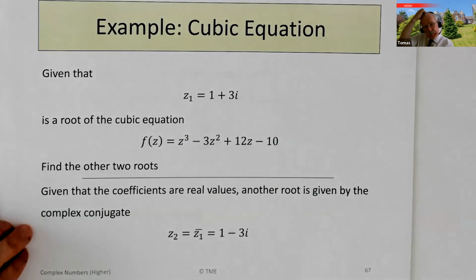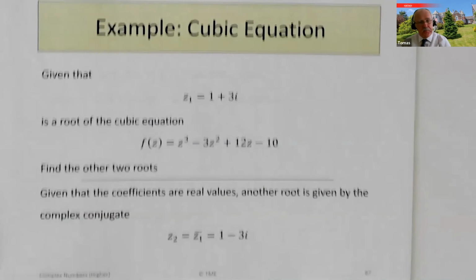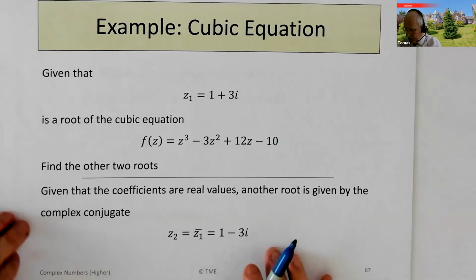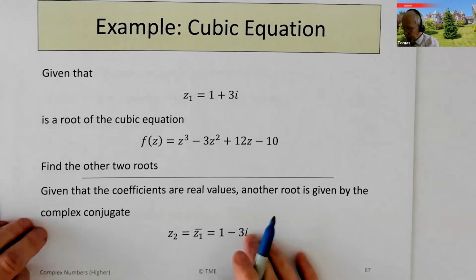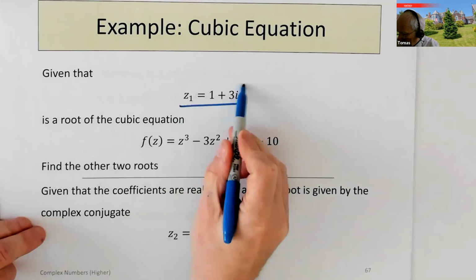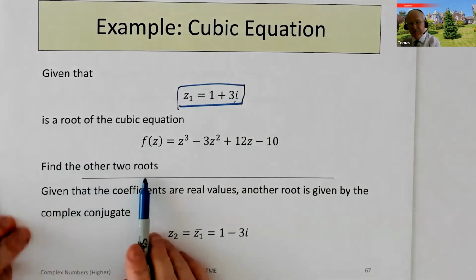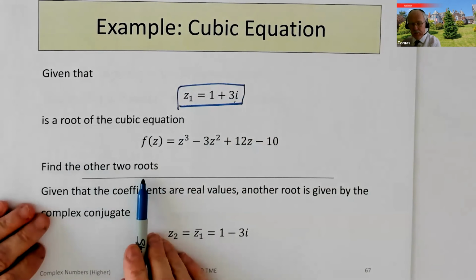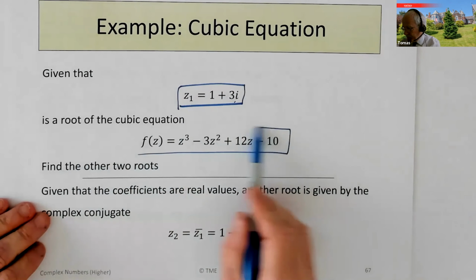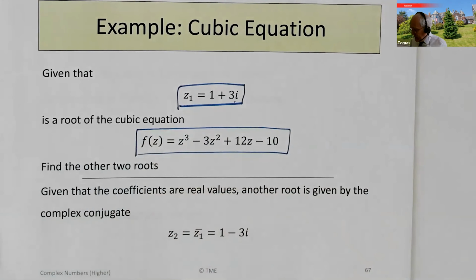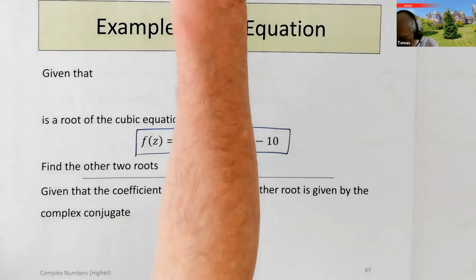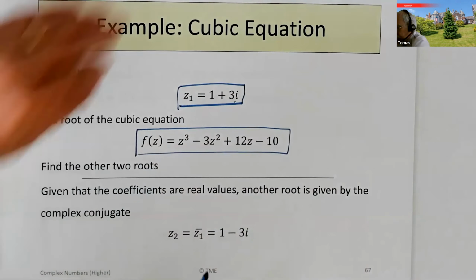So this is, I think, nearly the last one. We're saying, given that z1 equals 1 plus 3i is a root of the equation, find the other two roots. So this is a cubic equation. Now, not necessarily likely, but it can be asked. Find the other two roots.